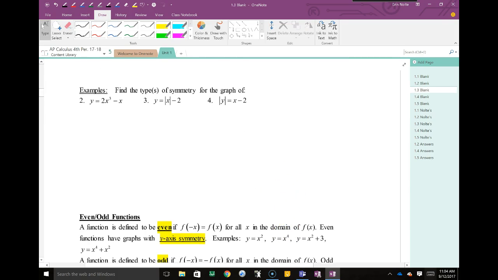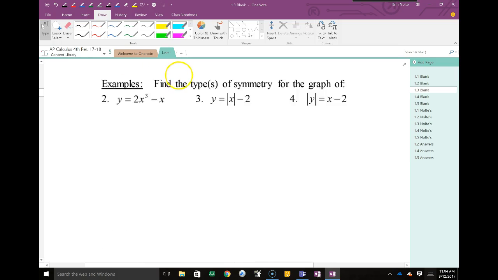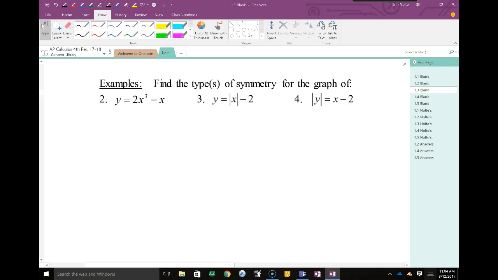Okay, so let's figure out which type of symmetry we have. For question number 2, I have 2x to the third minus x. I could test all 3, but would it make sense for me to test all 3? Do you know what that looks like? What does this function look like? A John Travolta, right? So immediately, if I think of a John Travolta, this is obviously moved somewhere.